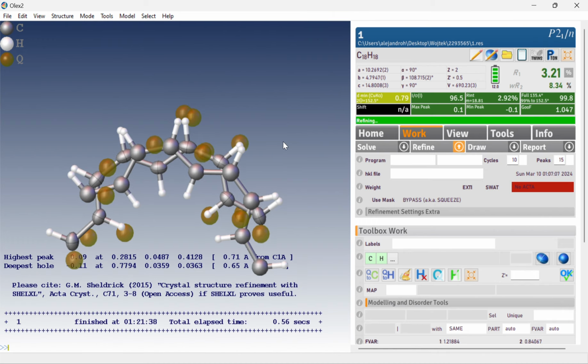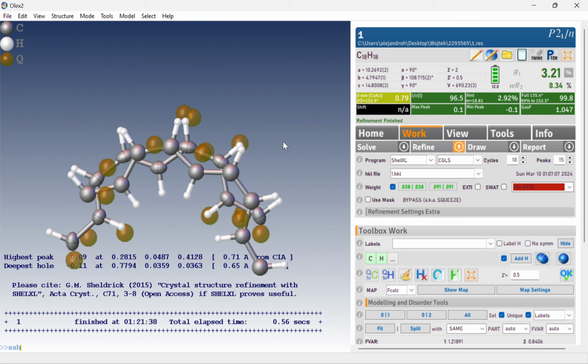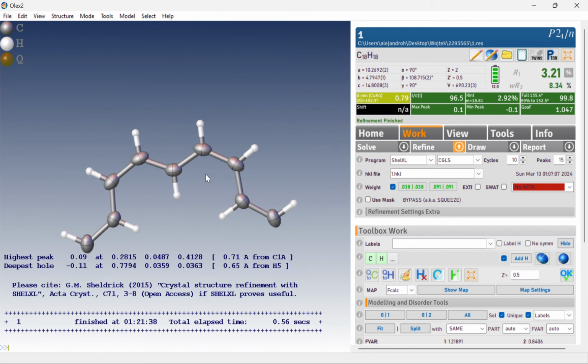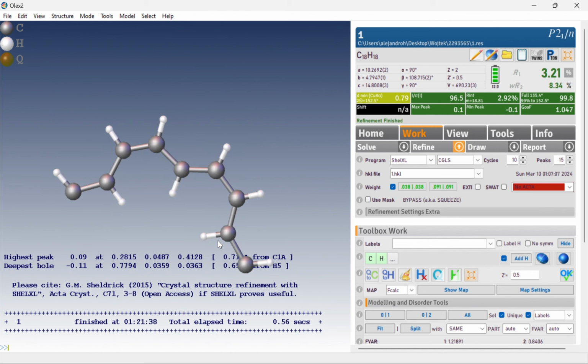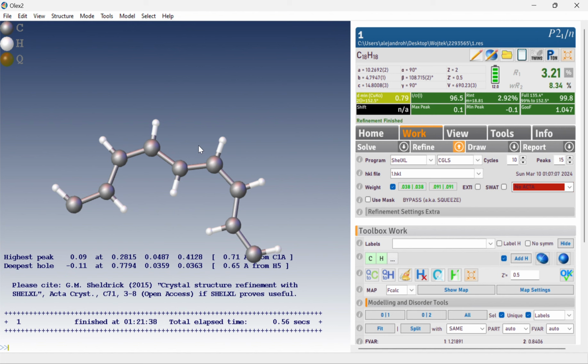So let's have a look at the first part, show part 1. What are the bond lengths like? 1.39, 1.4, 1.39, 1.39. And now let's have a look at part 2. 1.36, 1.34, 1.32, 1.36. So we can see that there is quite a significant difference between the first part and the second part, because we eliminated these restraints.